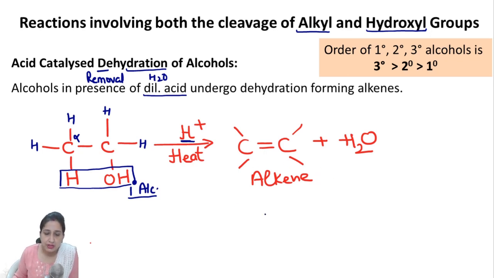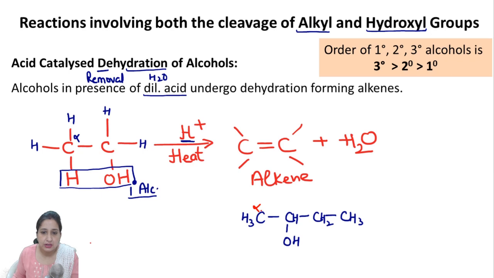For example, this is your carbon, carbon, carbon and carbon. So this is your CH3. I am taking the example of a 2 degree alcohol. So this is your 2 degree alcohol because this carbon is attached with 2 carbons. So this is your alpha carbon and this is also alpha and this is your beta carbon. But the removal of hydrogen will always take place from the alpha carbon. So 2 products can be formed.